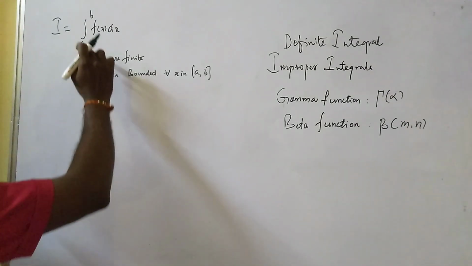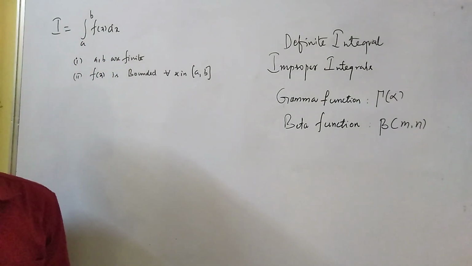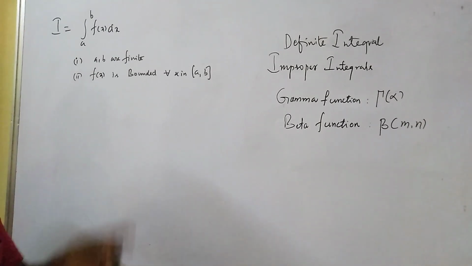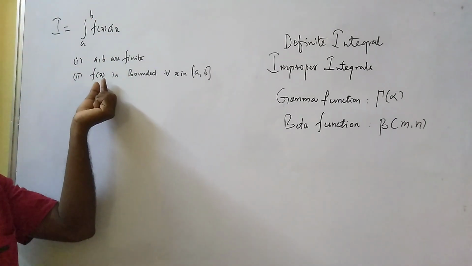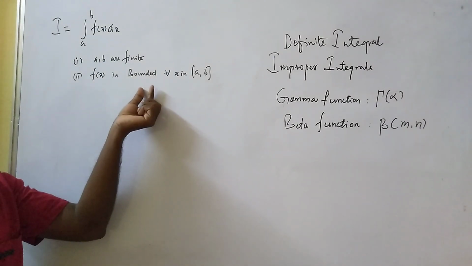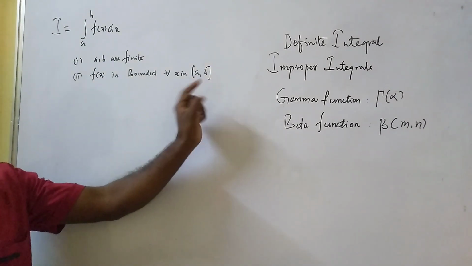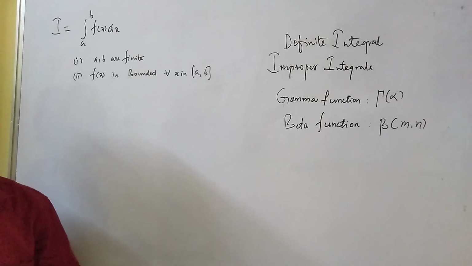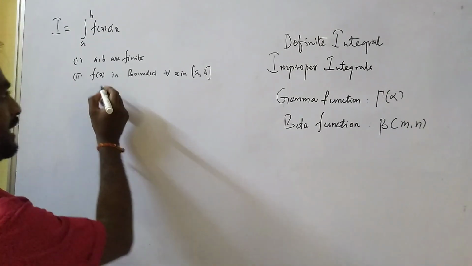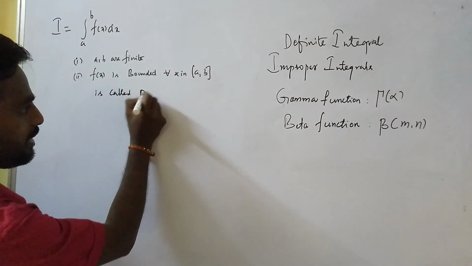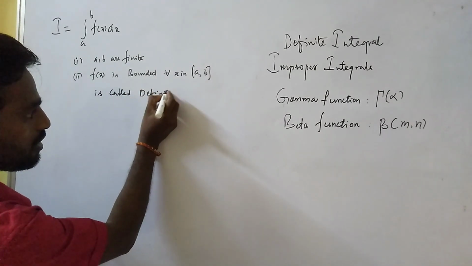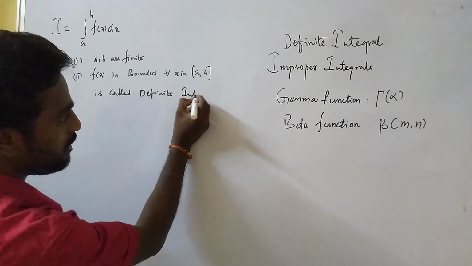So in this case, the given integrand I is called the definite integral. So definite integral means a comma b are constants, that means finite values, and the function is bounded in the given interval a comma b. In this case, the given integrand is called the definite integral.